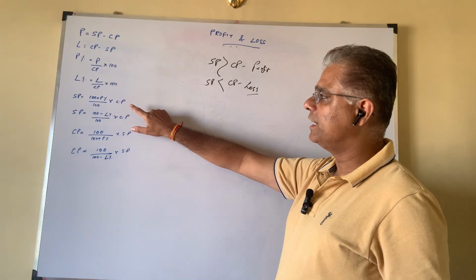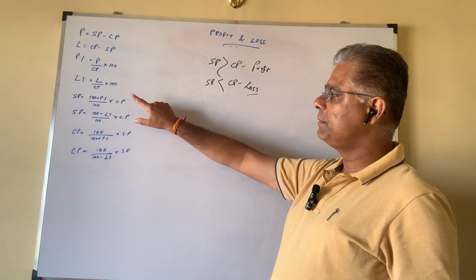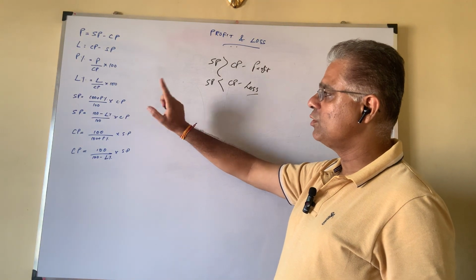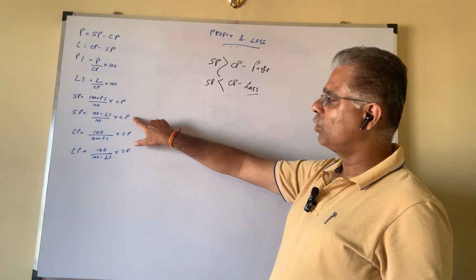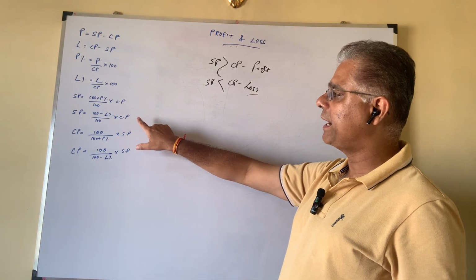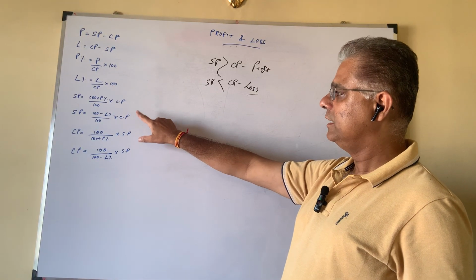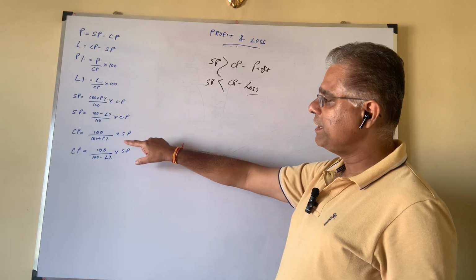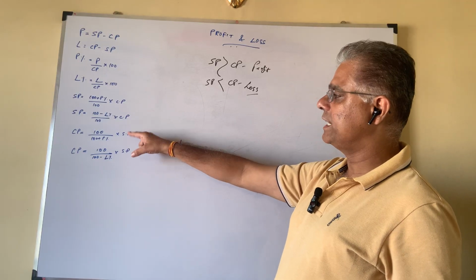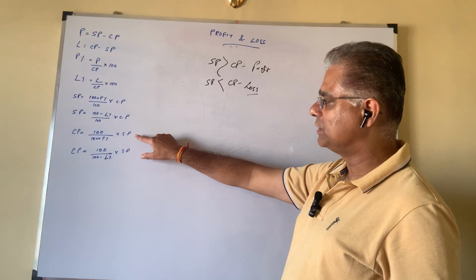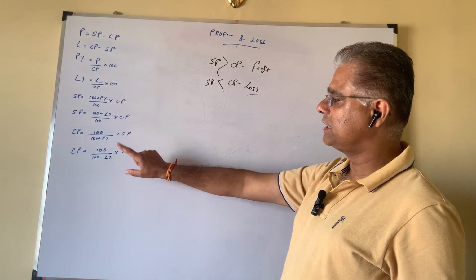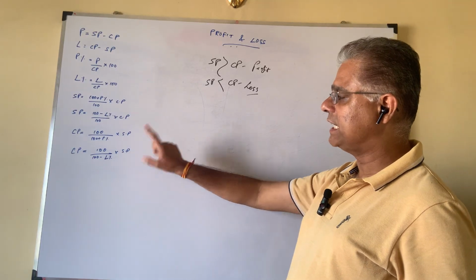Selling price we can find out by the formula (100 plus profit percent) over 100 into cost price. Selling price you can also find out by using (100 minus loss percent) upon 100 into cost price. The same thing for cost price, it just gets flipped. You get 100 upon (100 plus profit percent) into selling price, and cost price also is 100 upon (100 minus loss percent) into selling price.